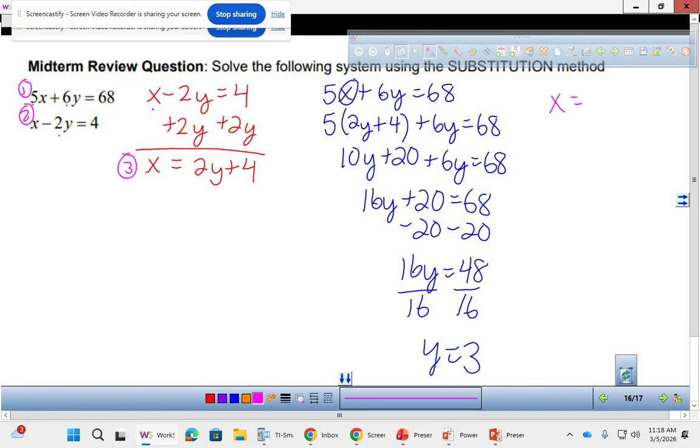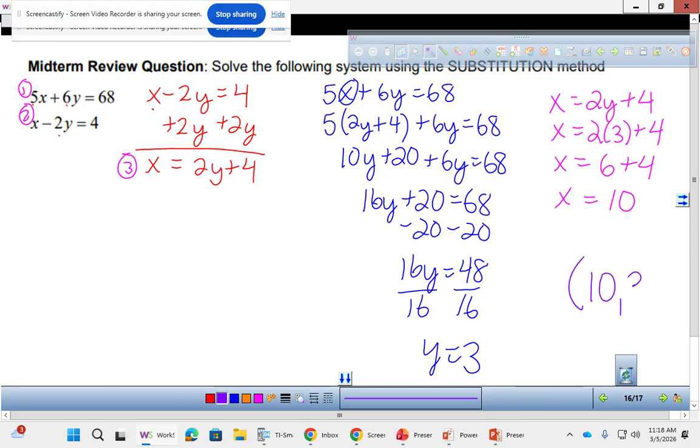So I'm taking x equals 2y plus 4, but now I know that y is 3. So x equals 6 plus 4, x equals 10. The solution to your system is a coordinate point, x, comma, y. So 10, 3. Hopefully this helps.